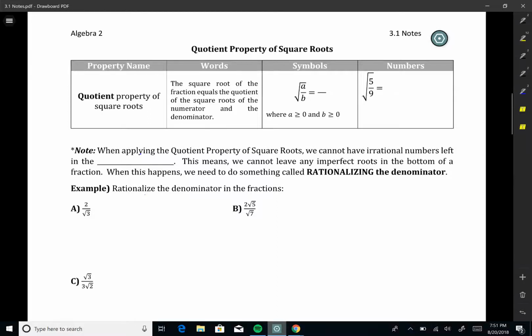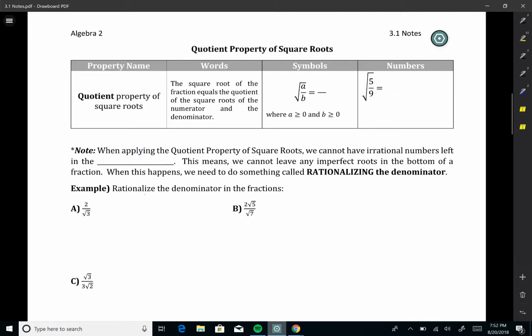Hi guys, we're back with the quotient property of square roots. Now remember, we just did the product property, and that's when we were multiplying under a radical. The quotient property is when we're dividing under a radical. And they're very similar because when we do these things, it basically means I can separate the quotient or the product into two different radicals.